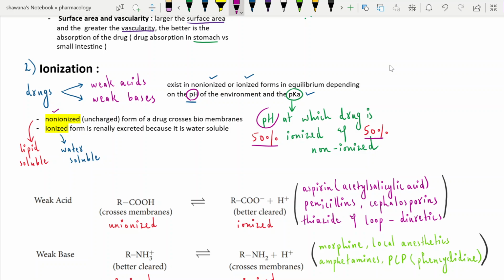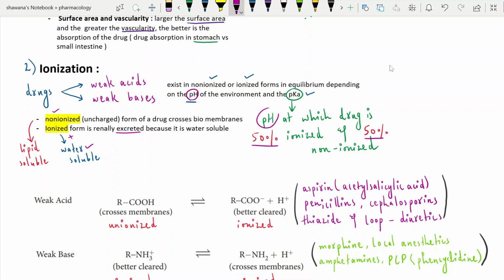So only the non-ionized form, which means the uncharged form of the drug, which does not carry any charge, is more permeable to cross the biological membranes, and the ionized forms which carry a charge are not crossing the biological membranes because they become bulky. Just think of it: when the charge is attached, the drug becomes bulky. For memorization purposes, it also becomes more water soluble, and it is excreted through the renal system.